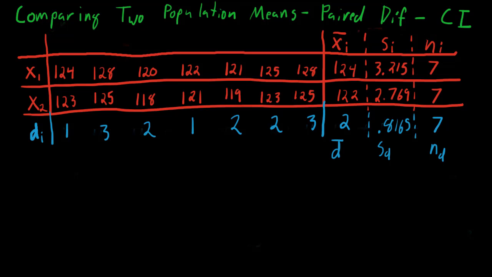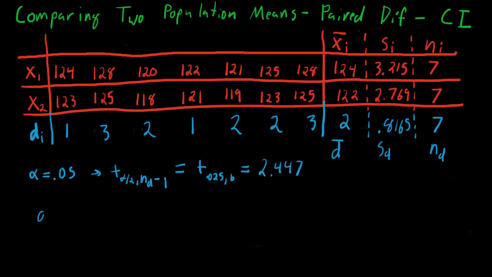But first we're going to need to set our alpha level. So we're going to say alpha is equal to our same 0.05 that we used in the past, which is going to turn our t sub alpha over 2 with n sub d minus 1 degrees of freedom, excuse me, which is going to turn into our t of 0.025, comma 6, which is going to be equal to 2.447.